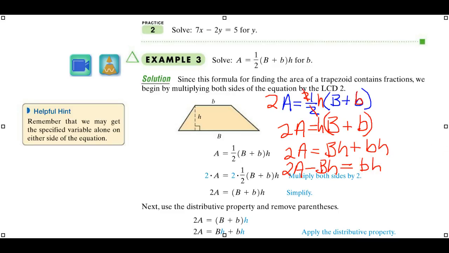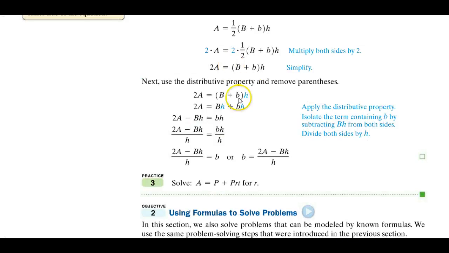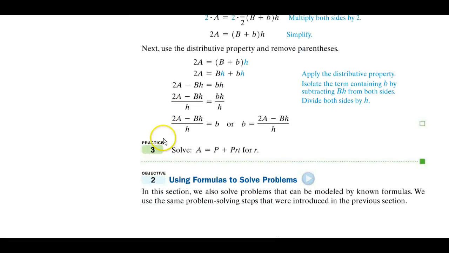Now to solve for the b by itself, we're going to divide out the h from both sides. And there we go. B equals this. Give you a moment to write it down. And if we follow this, this works out very well. Now in Objective 2, we're going to look at using these formulas to solve various problems.